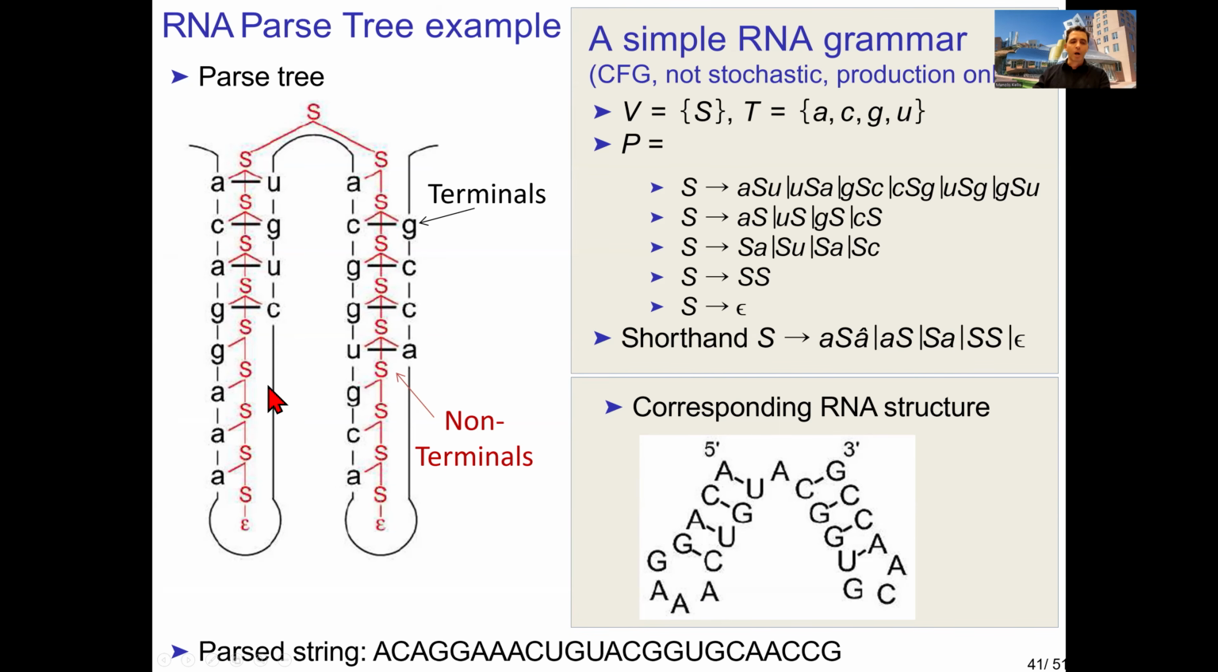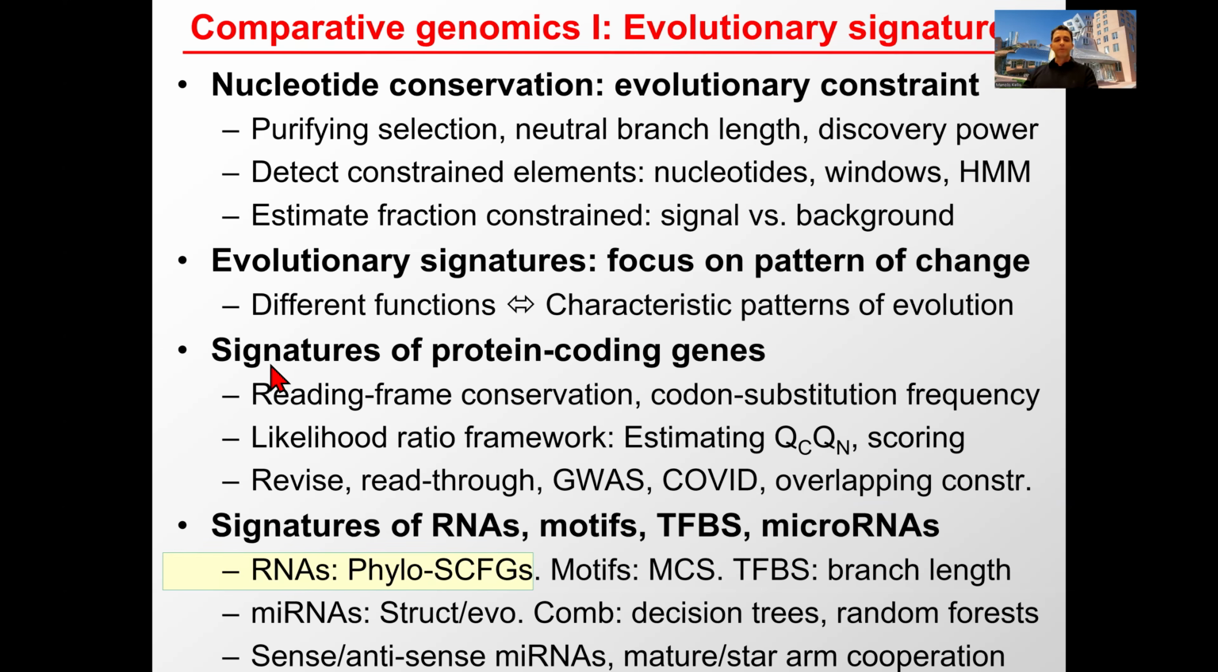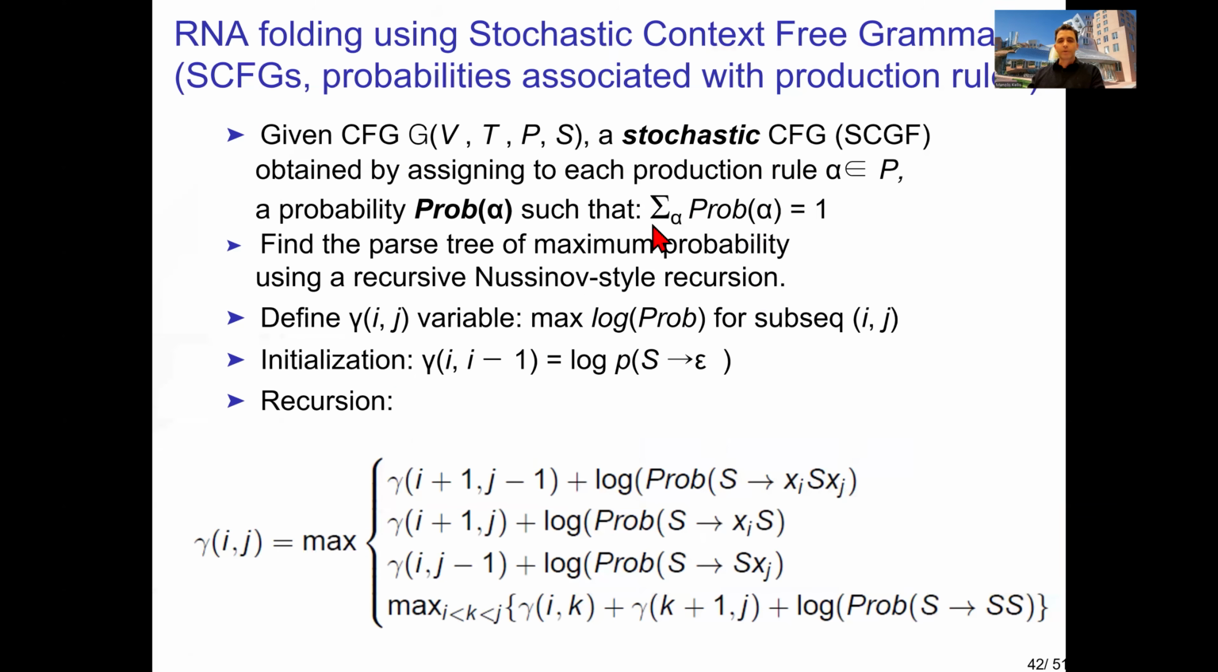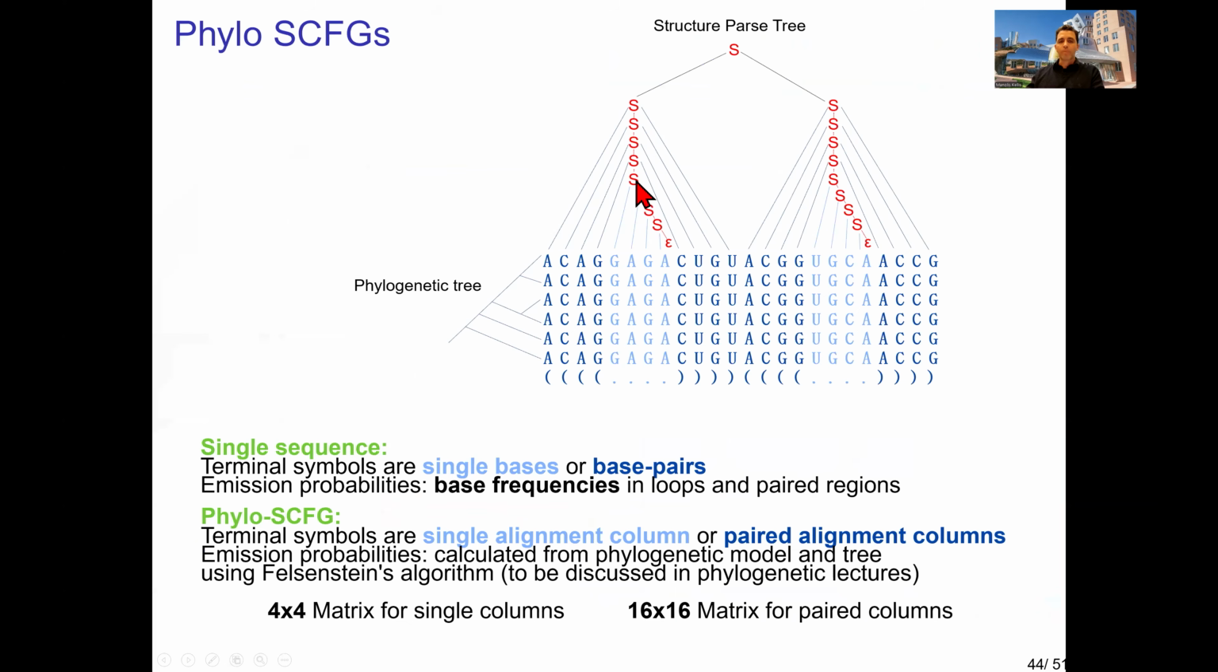So I can build a grammar that parses any kind of sequence into a paired or unpaired set of positions. And I can build that for one sequence, or I can build that for a whole phylogeny of sequences, where at every position of my grammar, I generate a whole column of the alignment. Everybody with me here? So that is basically a phylogenetic, stochastic, context-free grammar that allows me to generate entire sequences of the alignment that are paired or unpaired. Okay?